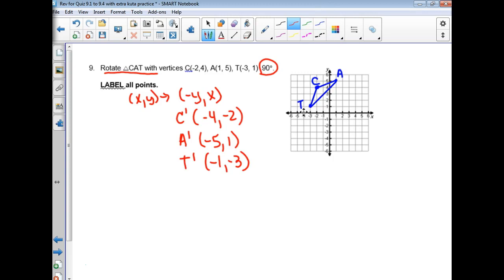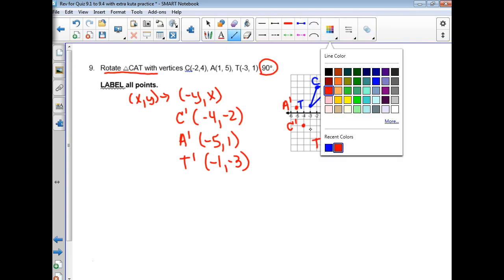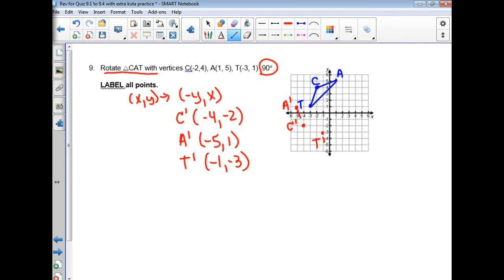Go ahead and plot your points, negative 4, negative 2. That's C prime. Uh-oh, I'm in the way. Wait, no, negative 5, 1 is above. So that's A prime. And negative 1, negative 3, T prime. And draw the triangle.